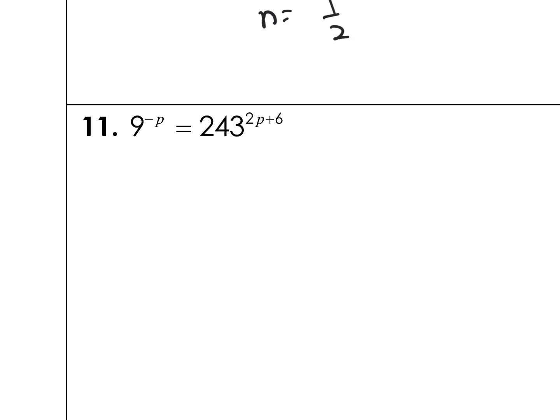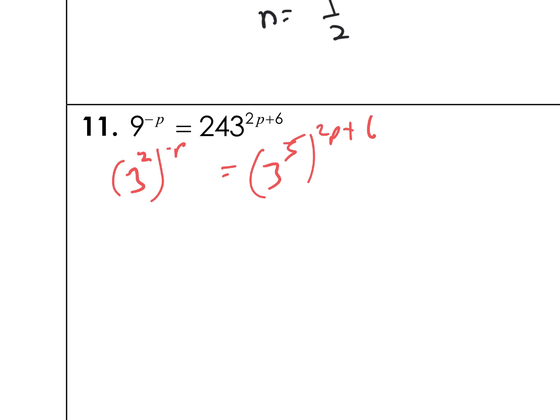Ooh. I said ooh too, because I think we have to use a smaller base than 9. Let's try 3. Yeah, maybe 3. All right, so 3 squared is 9, raised to the negative p. And is there a 3 to a power that's 243? 3 to the power of 5. Are you sure? Absolutely. Oh yeah, he's right. 3 to the power of 5 is 243, raised to the 2p plus 6.